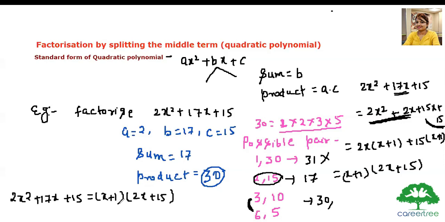Now we have found two factors. We have factorized the given polynomial into two factors whose product is again equal to this polynomial. We can also see that the degree of the given polynomial is greater than the degree of each factor. So the required answer is x plus 1 into 2x plus 15. We cannot factorize it further, so this will be our factorization.